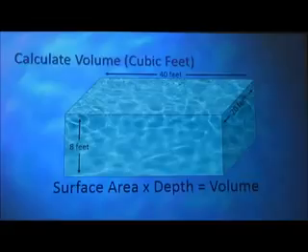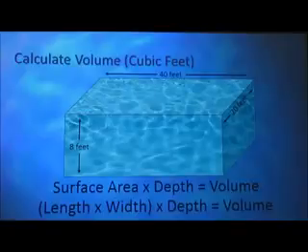To calculate volume, we need to calculate cubic feet. Once we calculate cubic feet, because we know 7.5 gallons of water fits into each cubic foot, we will be able to determine how much water fits in the pool. To calculate cubic feet, you multiply surface area times depth, and that will give you volume. Or length by width, which is your surface area, times depth.